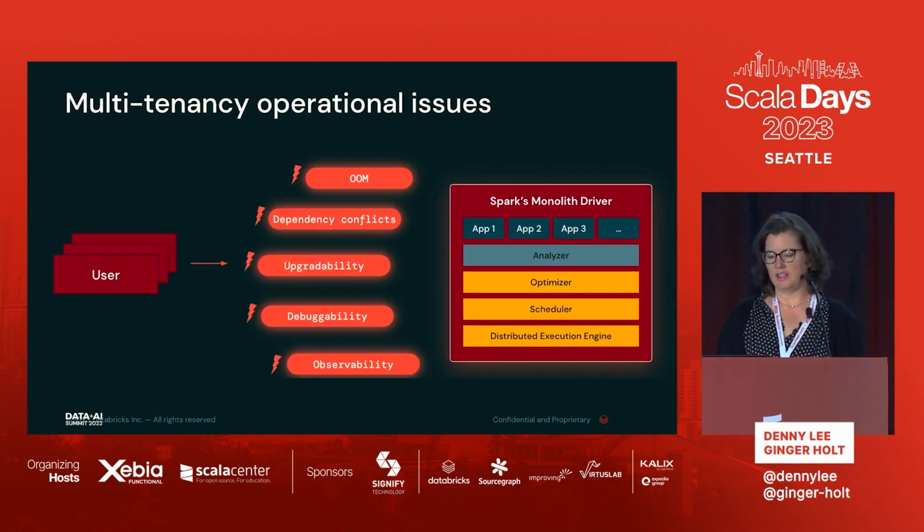All right, and so even for the applications where you can use Spark, you have multi-tenancy operational issues. I've listed 5 here. Fundamentally, the problem here is a lack of isolation. So one application using too much memory might kill the other applications in the same driver. So you get that issue.